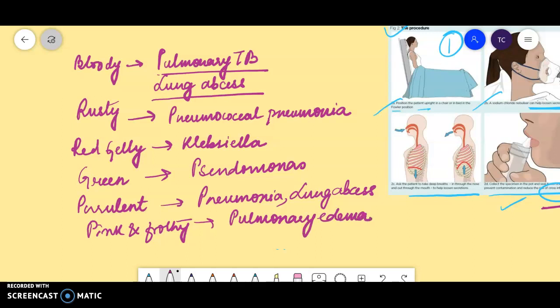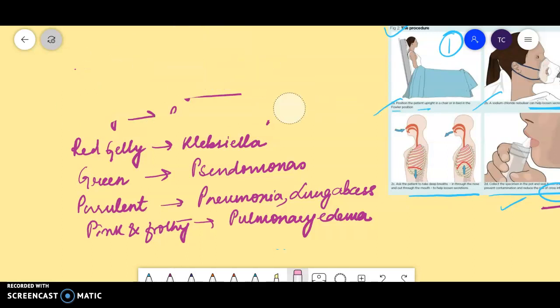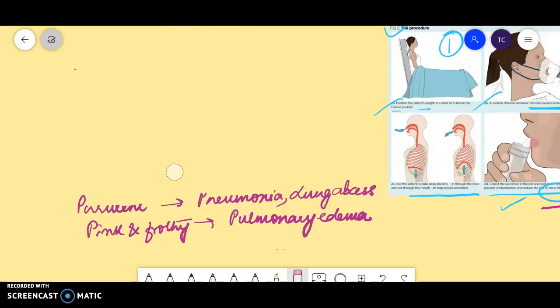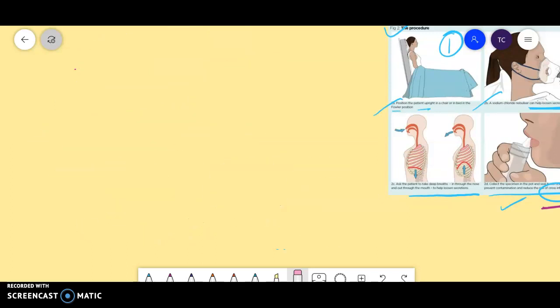So students, please go through it very carefully, because these are some of the important points we need to understand while we analyze. Just by observing the color of the sputum, you can anticipate that this type of microorganism may be there in the particular sputum.